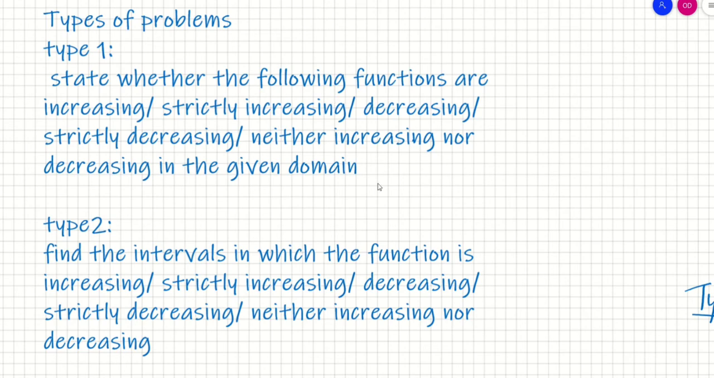Exercise 6.2 has 2 types of problems. Problem type 1: state whether the following functions are increasing or strictly increasing, decreasing or strictly decreasing, or neither increasing nor decreasing in the given domain. And in problems of type 2, we have to find the intervals in which the function is increasing or strictly increasing, decreasing or strictly decreasing, or neither increasing nor decreasing. So now let's solve a question from type 1.